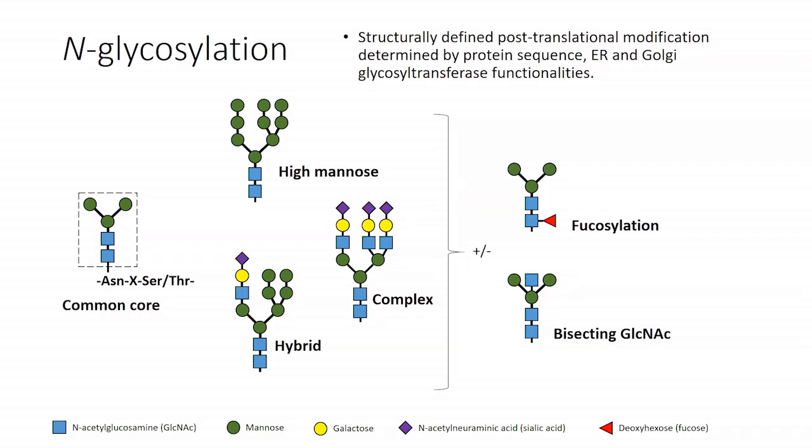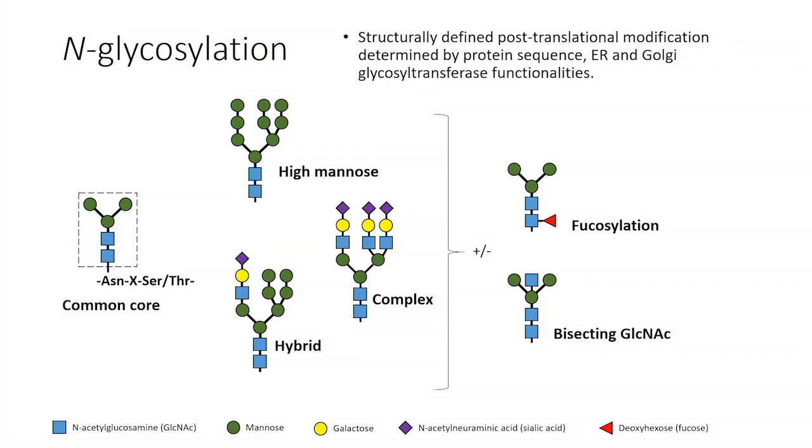This slide is very important because it is the language we will be using in this presentation. N-glycosylation is a structurally defined post-translational modification. It's determined by the protein sequence itself, the ER function, as well as the Golgi apparatus. DNA and RNA as well as the protein are synthesized based on a template, but N-glycosylation is synthesized based on a combination of all these factors, as well as the presence of all different kinds of glycosyltransferases. But regardless of how they are synthesized, the glycosylation always carries a common core structure.